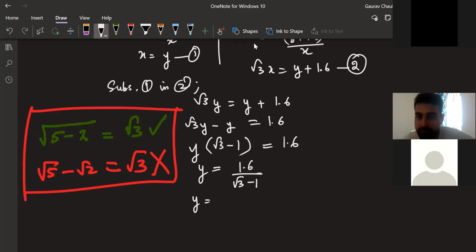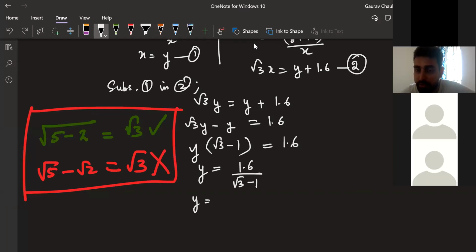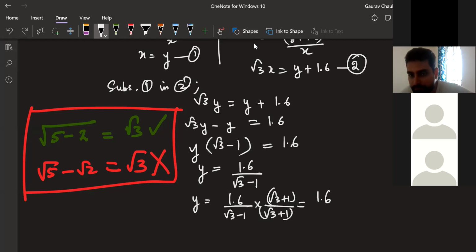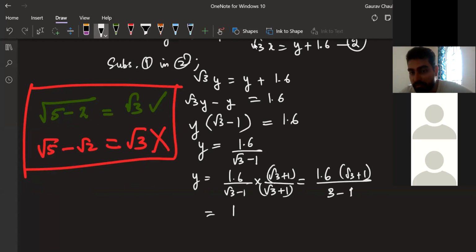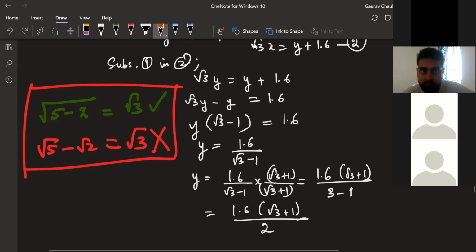Sir, rationalize, sir. I will rationalize the denominator. How do I do that? Sir, multiply root 3 plus 1, both denominator and numerator, sir. What do you then get? Sir, we'll get 3 minus 1 in the denominator, sir, which is 2, sir. 3 minus 1 because you have root 3 square minus 1 square. Yes, sir. 1.6 into root 3 plus 1, you will have 2 here. Sir, the numerator is in full multiplication, sir.